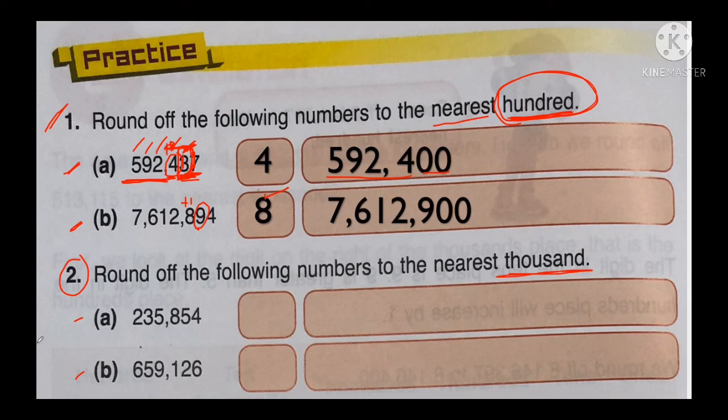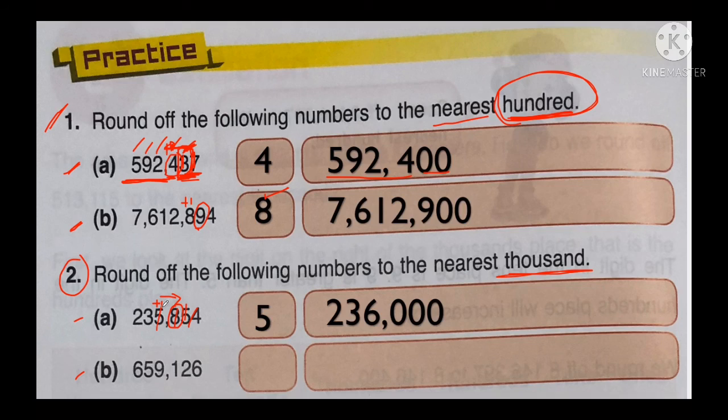Now, what is the digit where its place value is thousands place? Here is ones, tens, hundreds, thousands. So we have 5. Okay. And then on its right side, we have 8. 8 is greater than 4. So we will plus 1 here. So our answer will become 236,000. Did you get it correctly?